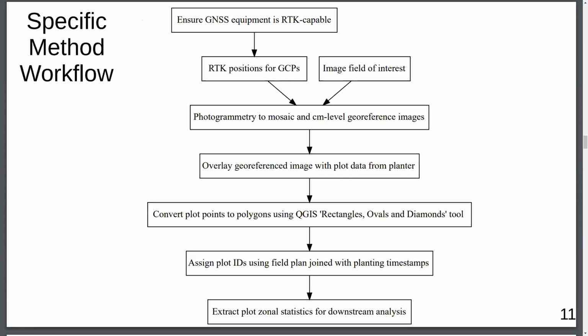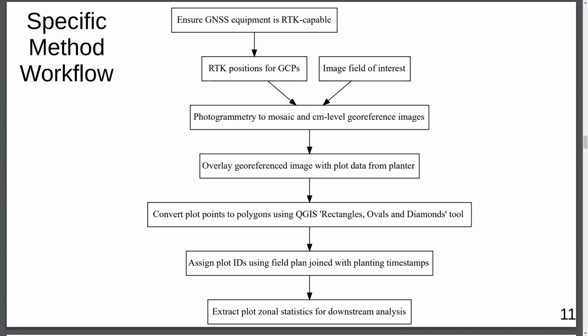So the specific workflow that we used is we checked that all of our equipment was RTK capable. In our case, our planter was, and we had handheld receivers so that we could get our GCP positions. We obtained RTK positions for our GCPs, and then we imaged our field of interest, in our case with a standard drone with no RTK or anything. We use photogrammetry to mosaic and get those centimeter level georeferenced images with those RTK positions for the GCPs.